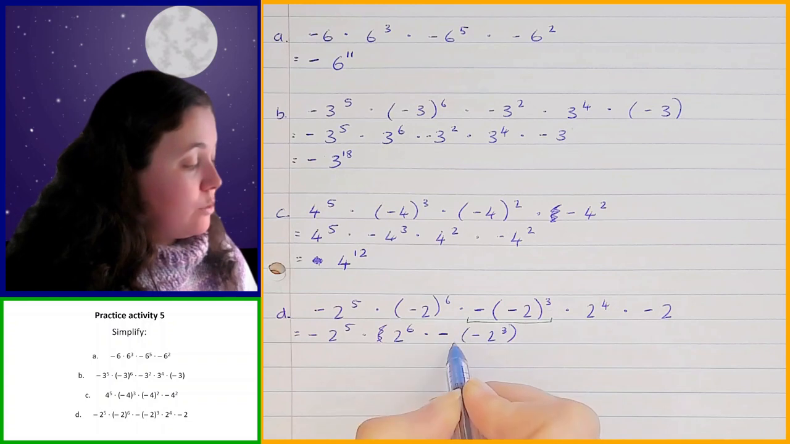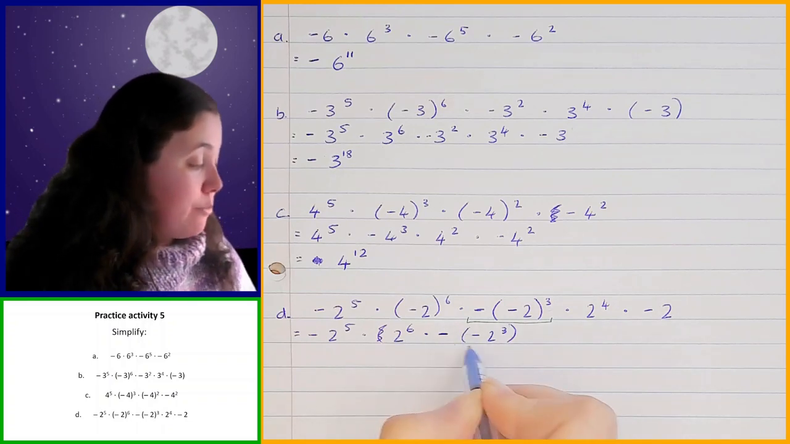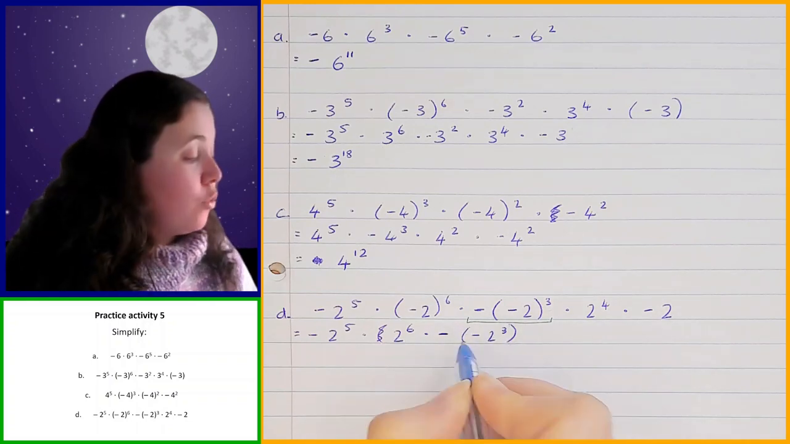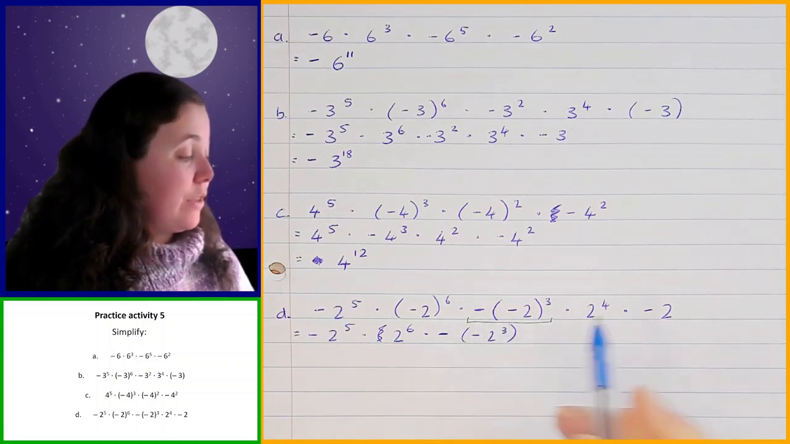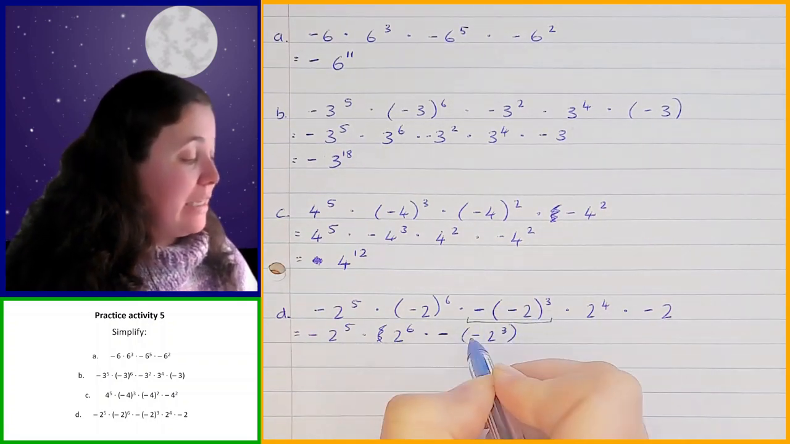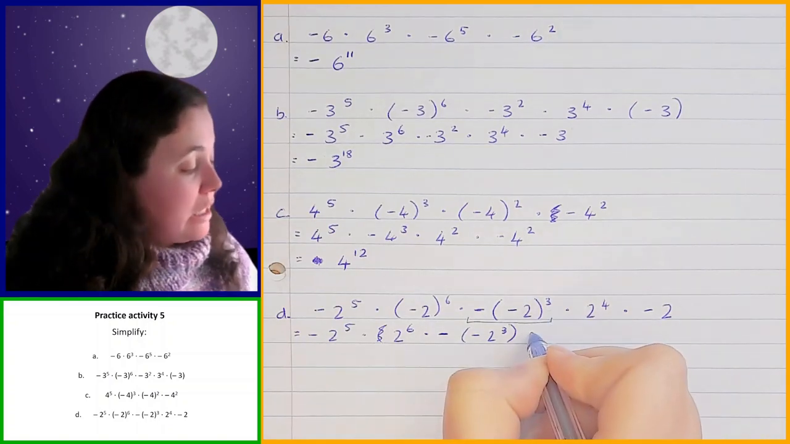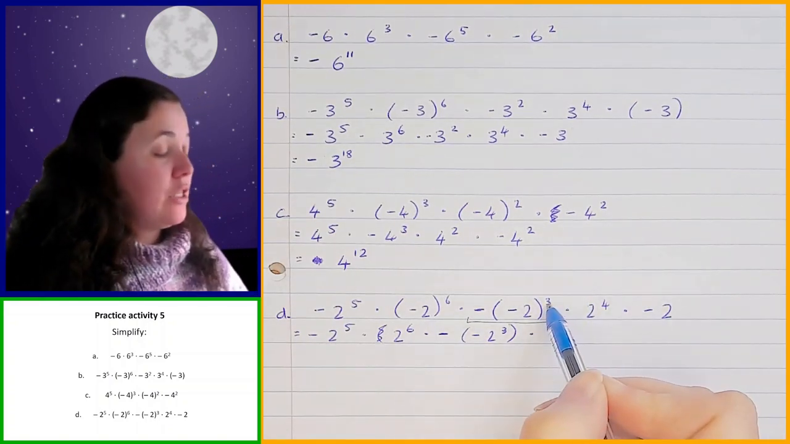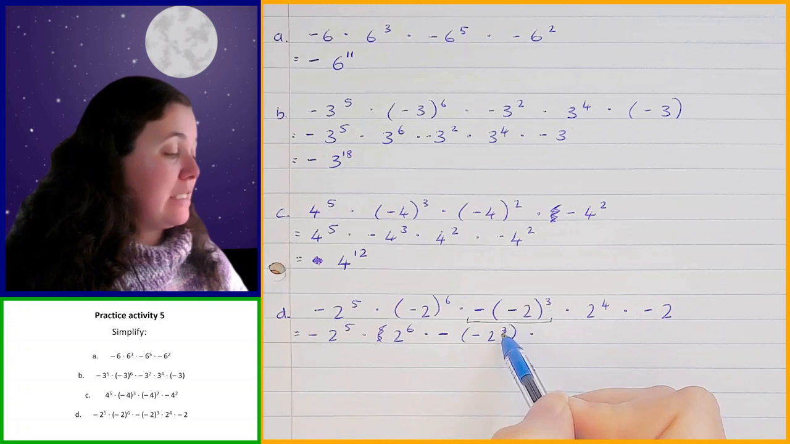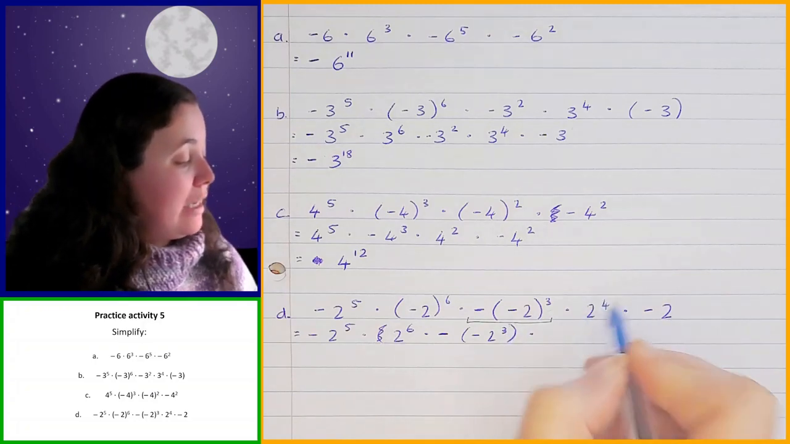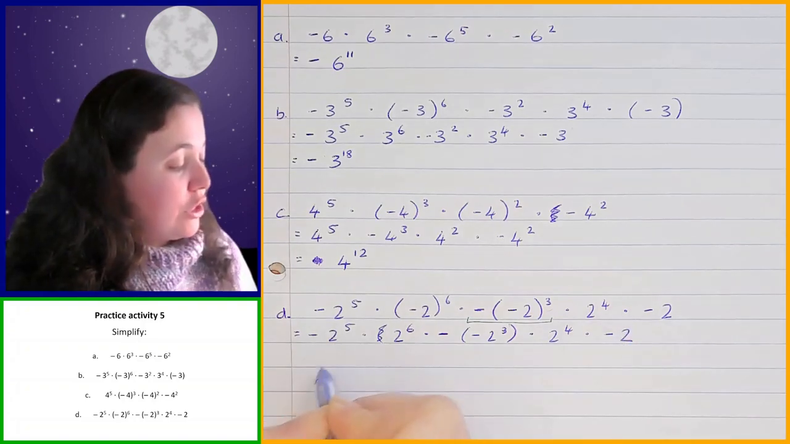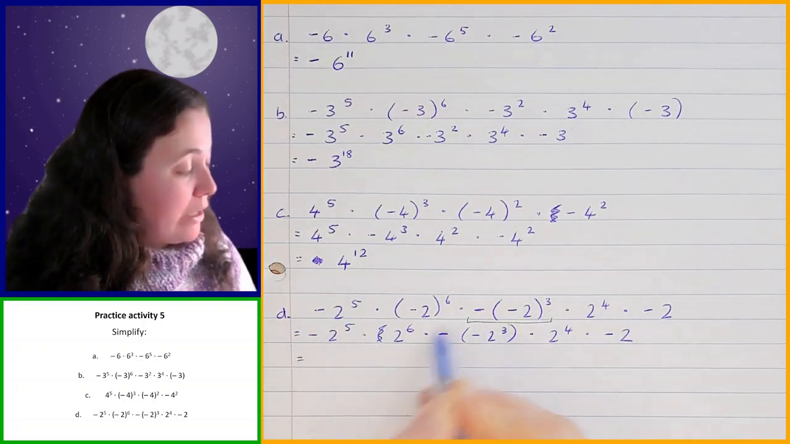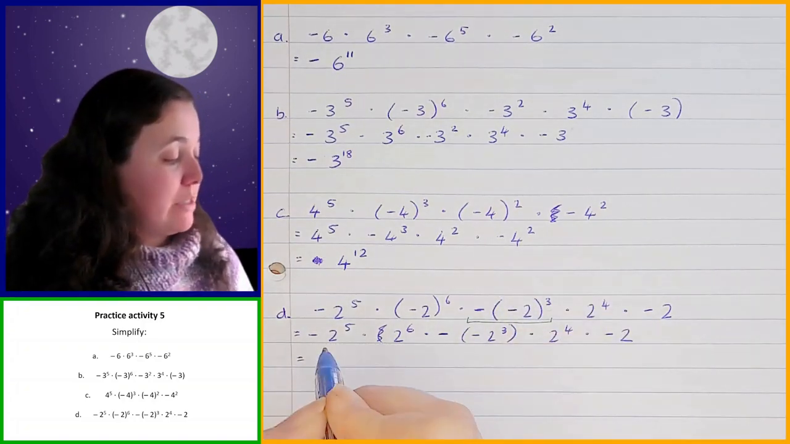Now you could write it with just brackets like this, as I have over there, or you could write negative 1 times negative 2 cubed if you want, but it comes to the same thing. It's negative and then negative 2 cubed times, but you see the difference over here. Here the cube was outside the brackets, here it is inside the brackets. And then over here I've got 2 to the power of 4 times negative 2. So now I'm going to simplify. I need to get rid of those brackets, and then I can go on to the rest of my simplification.